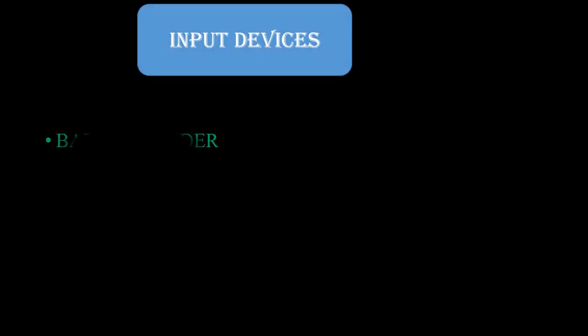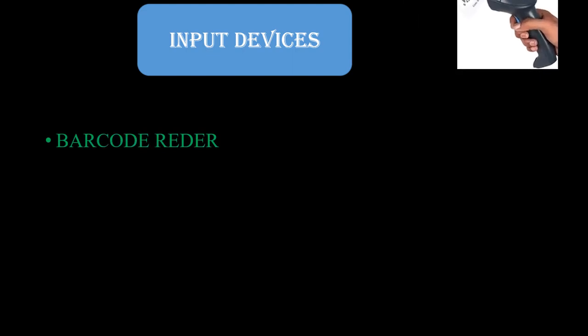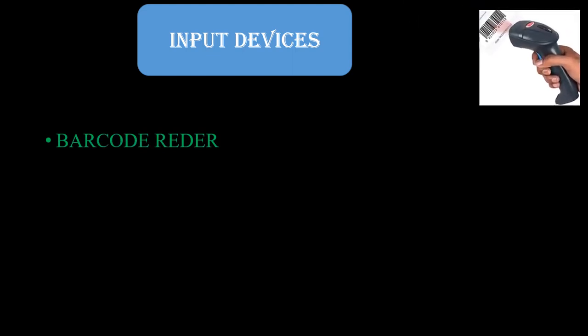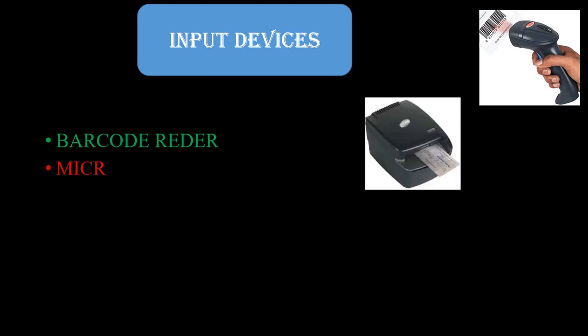Yes, first one is barcode reader. This is used to read the code. Through this code we come to know the detail of the product. Mostly it is used in the supermarket. Second one, MICR, magnetic ink character reader. This is used to read checkbook. We can see this in bank.